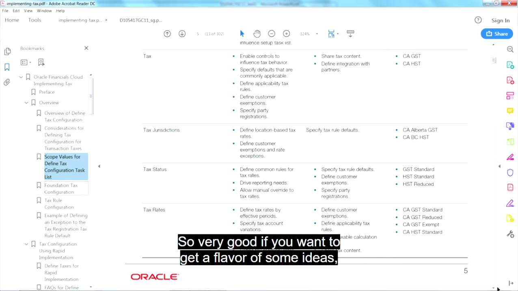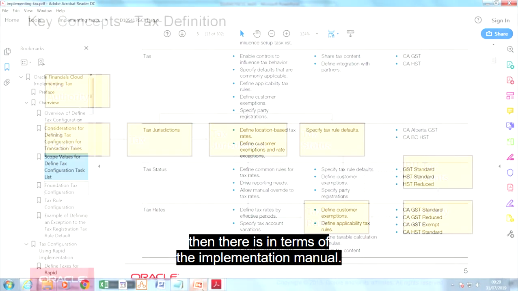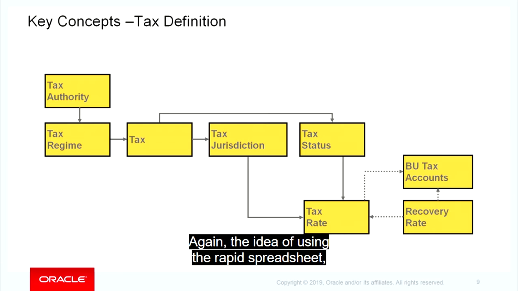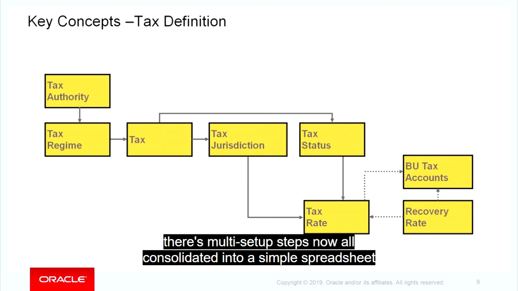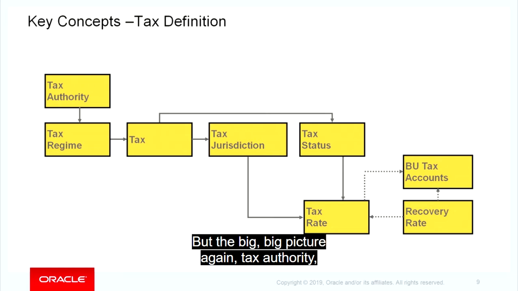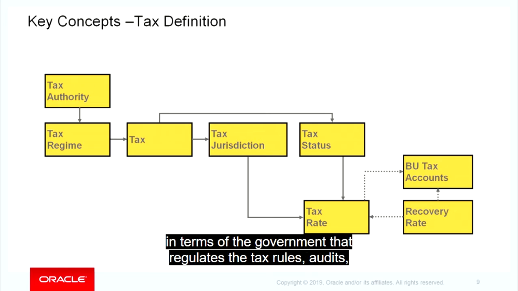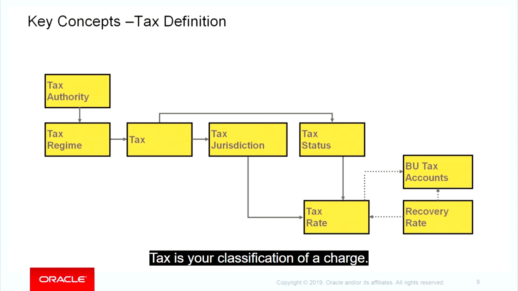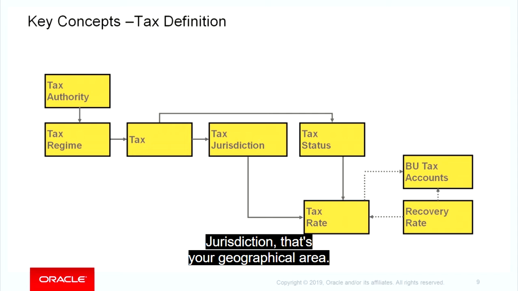So very good. If you want to get a flavour of some ideas, there is the implementation manual. Also, in more detail, I've put this more as a step-by-step. Again, the idea of using the rapid spreadsheet: there are multiple setup steps now, all consolidated into a simple spreadsheet load. But the big picture, again: tax authority is the government that regulates the tax rules and audits, and that's normally where you send all your tax reports and collection details to. The regime is the set of rules that determine treatment of one or more taxes. Tax is your classification of a charge. Jurisdiction is your geographical area.